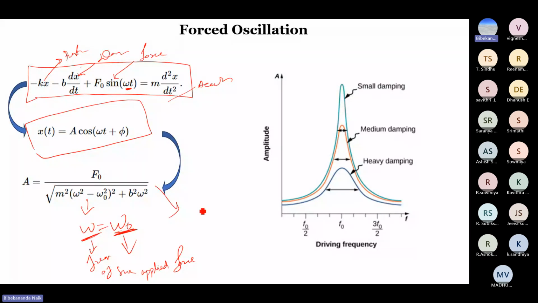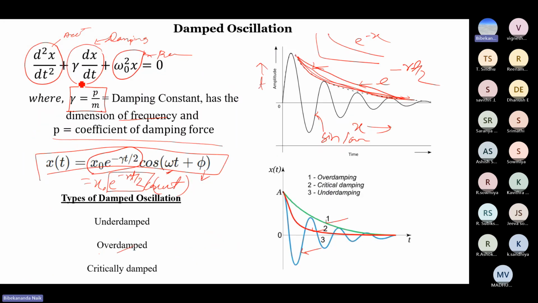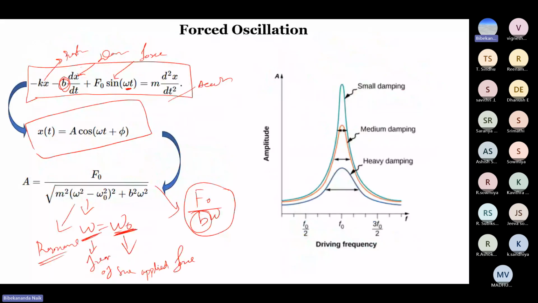So the maximum amplitude will be, this term will be 0, then it will be f0 by b omega. So this will be the maximum amplitude, and this condition is called the resonance condition, where the amplitude is maximum. And also you can see that this b corresponds to the damping factor, like previously we had gamma. So this gamma is here b.